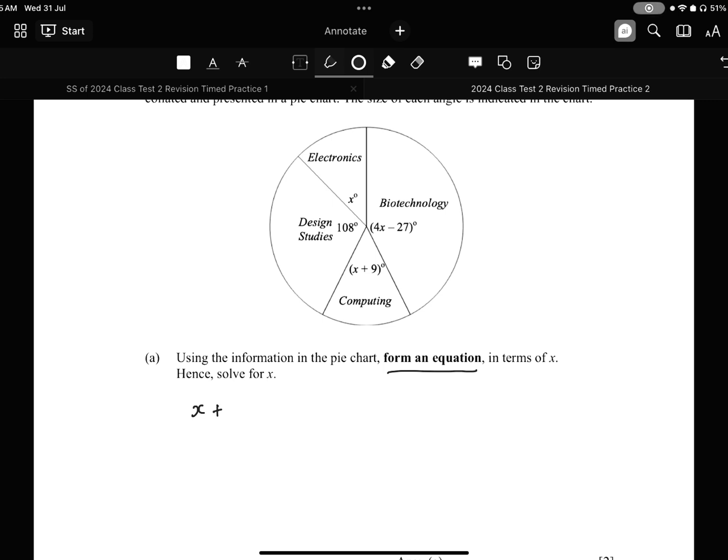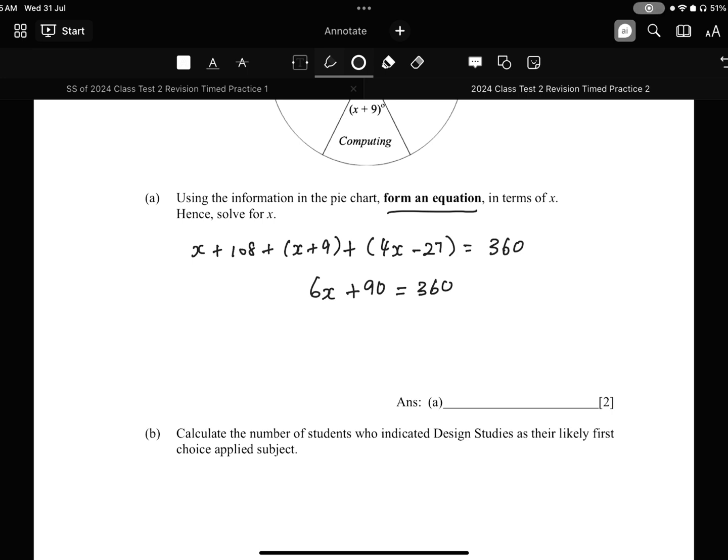Therefore, x plus 108 plus x plus 9 plus 4x minus 27. This will be equal to 360, right? So we simplify this, we should get 6x plus 90 equals 360. That brings us to 6x equals 270, x equals 45, right? So that's what x is. So we have our x, right?